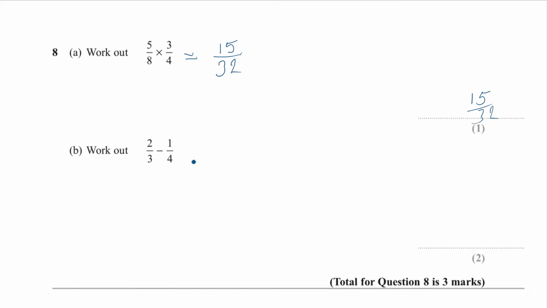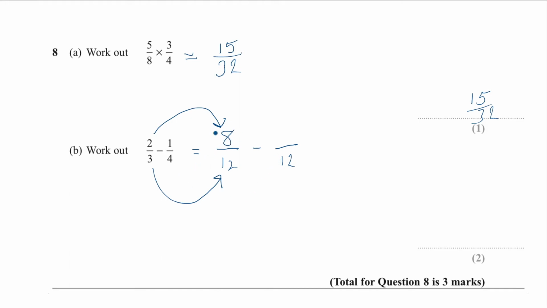With subtraction, this is where you have to change the denominator to the same denominator, to a common denominator. So we've got 2/3 take away a quarter, so the denominator is going to be 12. So we're going to make two fractions with the denominator 12. Now, what have we done to the 3 to make it into 12? We've multiplied by 4, so we have to multiply the top by 4. So that's 8/12.